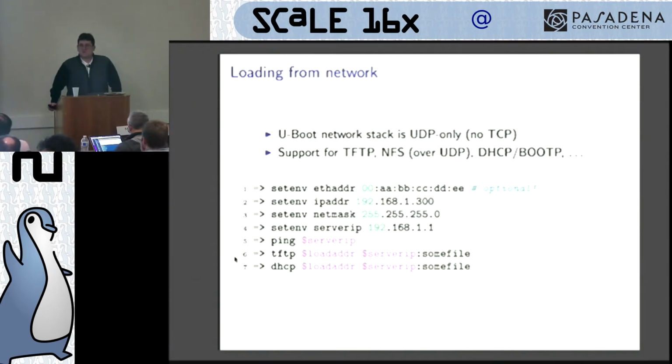We won't be able to exercise this one, loading from network, but U-boot has a network stack in it. It's UDP only, it doesn't support TCP. But this is not that limiting, and it significantly reduces size. So this allows us to use ICMP, obviously, ARP, and then we can use TFTP. We can use NFS over UDP. We can use DHCP to obtain information from the network.